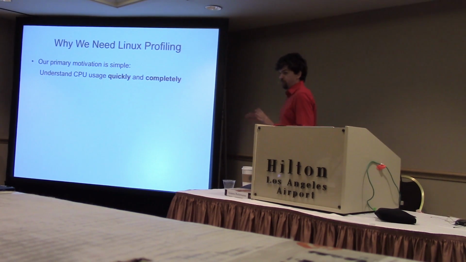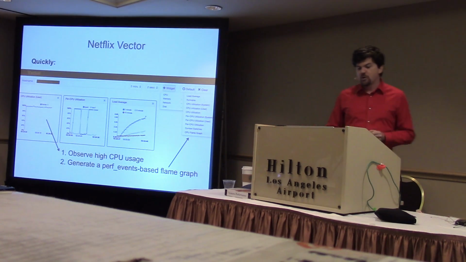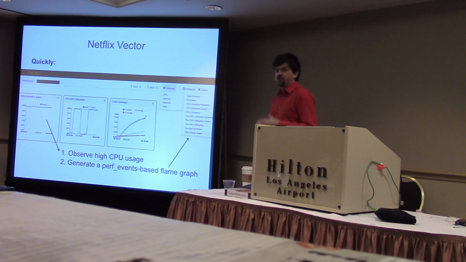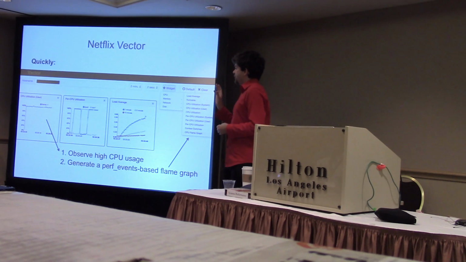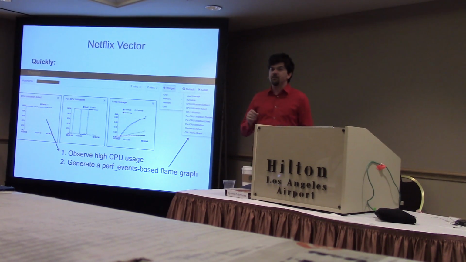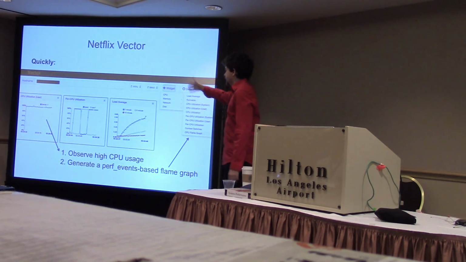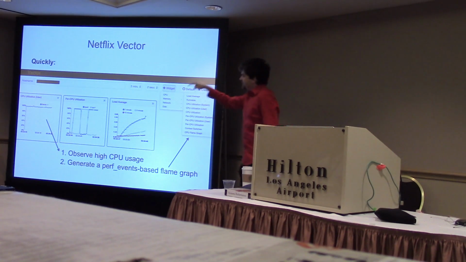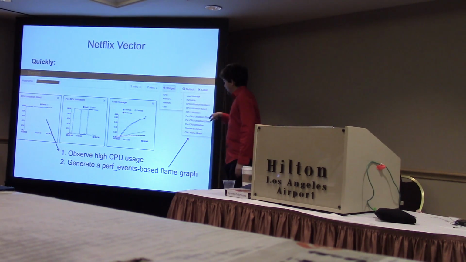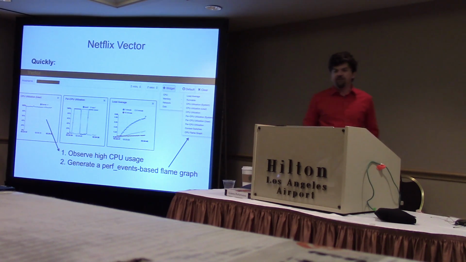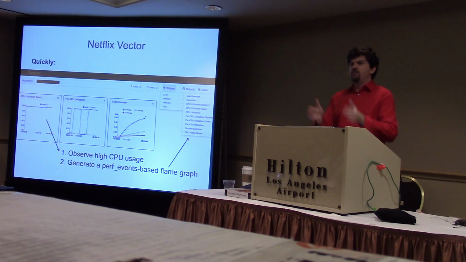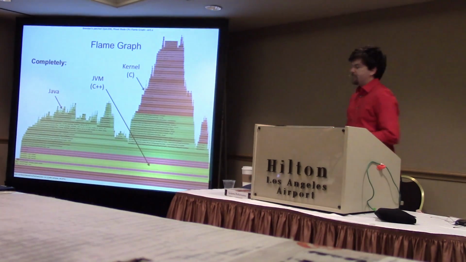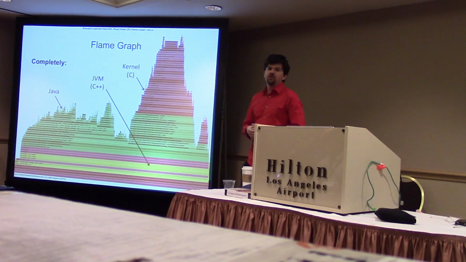Our primary motivation is simple. It's to understand CPU usage quickly and completely. Quickly, we're building a tool called Vector, which we should be open sourcing along with everything else we open source on Netflix OSS. Vector is a near real-time instance-level observability tool. And so we've got graphs like, here's my CPU utilization per CPU and whatever. If I see a CPU issue, I can click and say, do a perf events-based CPU profile, and then give me a flame graph. And so that's quickly. I see a CPU issue, give me a flame graph right now. And then the flame graph will explain CPU usage completely.